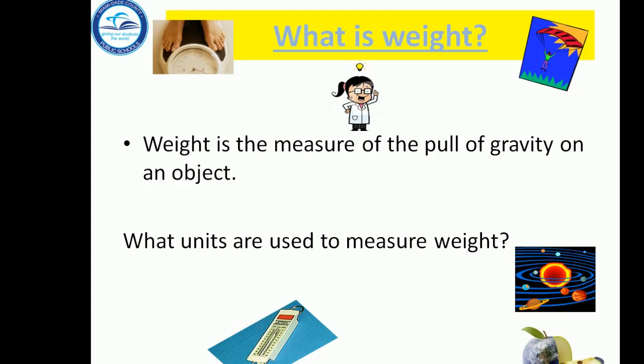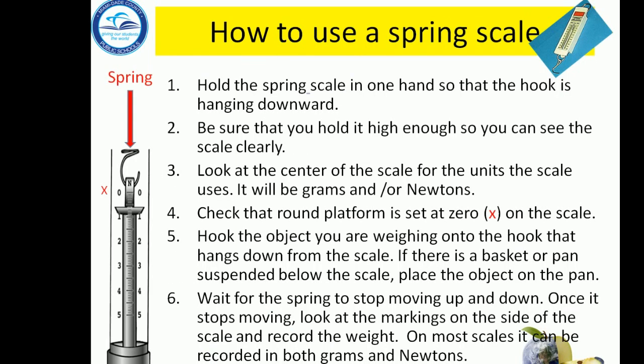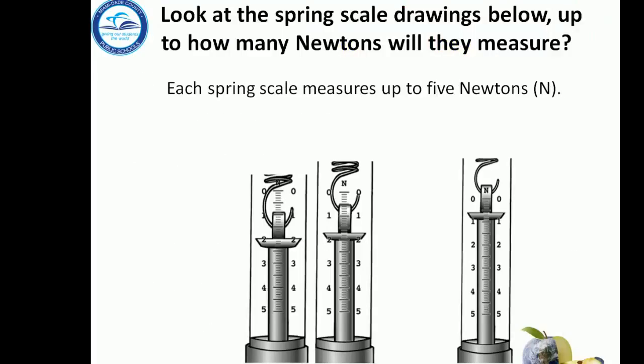So what units are used to measure weight? Well, they use newtons or grams. Now, when you're using a spring scale, it's going to balance and hook on to whatever it is you're trying to weigh, and then you read it after it stops moving and you can tell where it lines up. So for example, if you look at this one, you're going to see how this lines up at 2 newtons. This one lines up a little bit above it at 1.7.